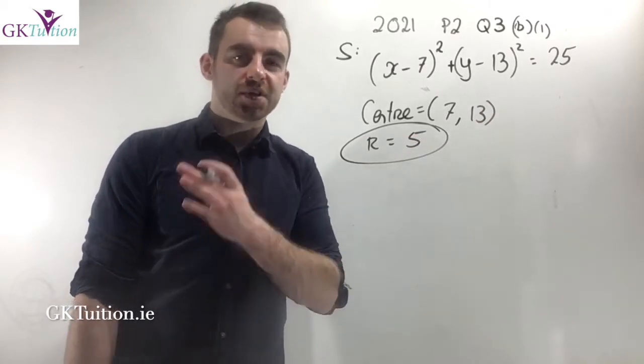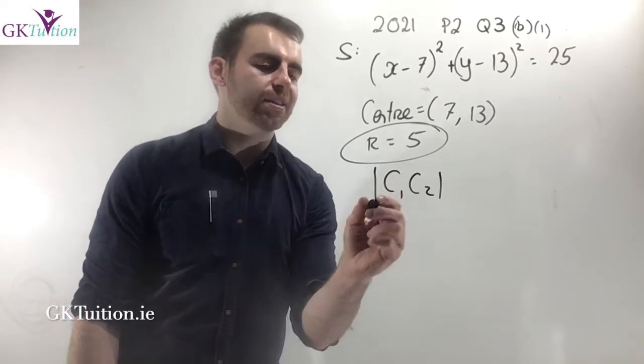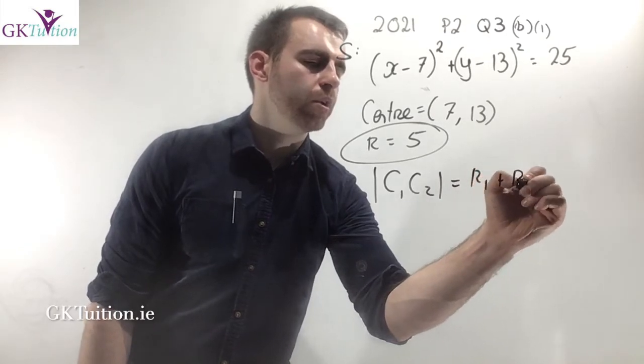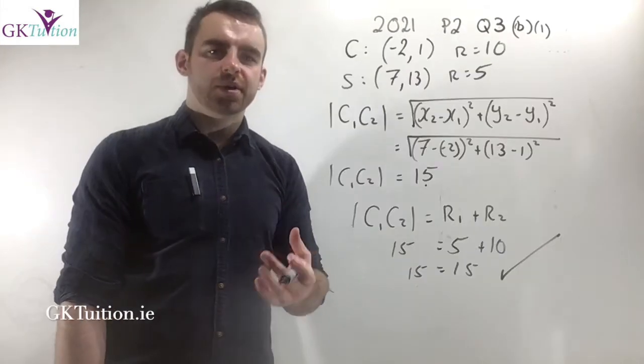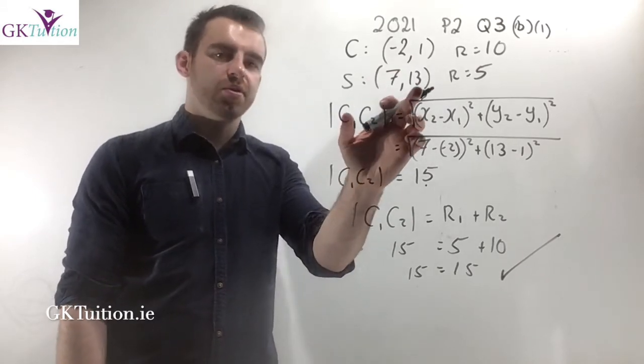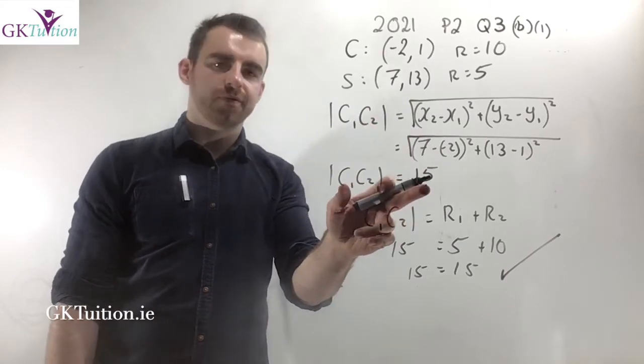So now we have the centre and the radius of each circle. Our goal is to get the distance between the centres, and hopefully it's equal to radius number 1 plus radius number 2. The centre of the first circle is minus 2, 1. The centre of the second circle is 7, 13. If I get the distance between the two centres, I end up with 15.